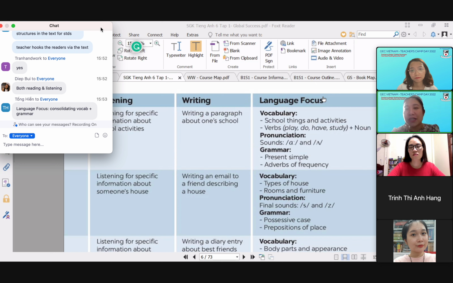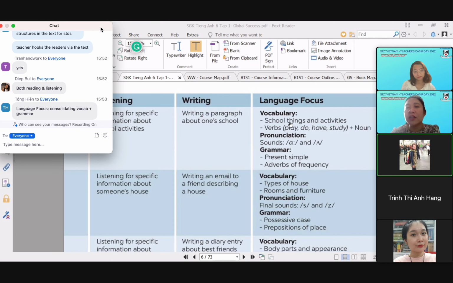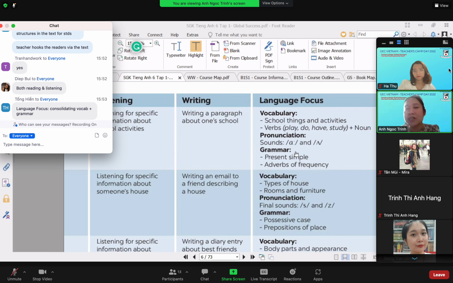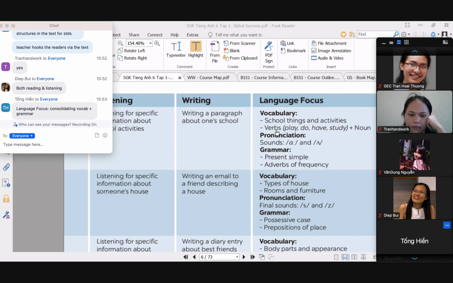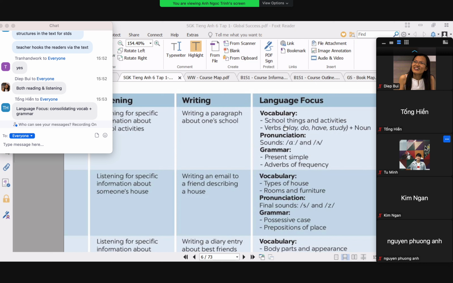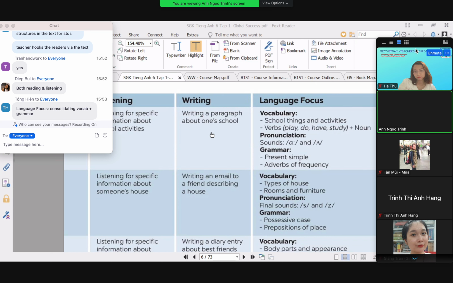Actually, the language focus is knowledge of language. It shows the areas of language developed. The language areas here include vocabulary, pronunciation, and grammar. And all the language areas are developed throughout the listening, the writing, the reading, and speaking skills.